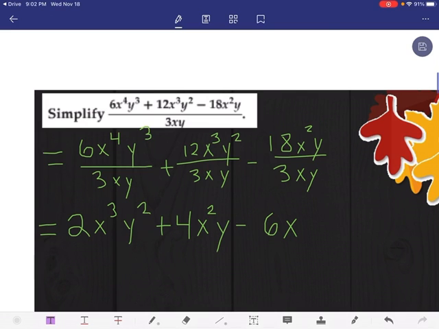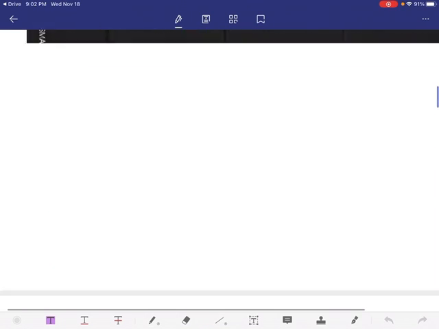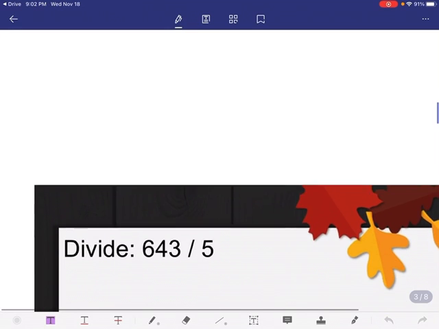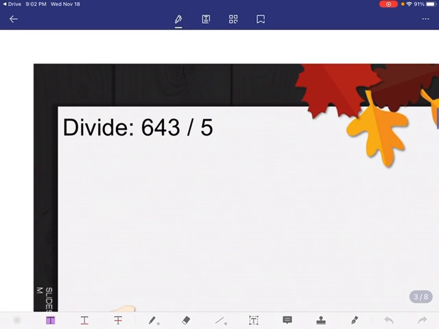So that is one type of polynomial division, and that's when we're dividing by a monomial, or just one term in the denominator. And in that case, we'll go ahead and just break it apart into however many fractions we need. Now, that is not how we're going to do most of our divisions.